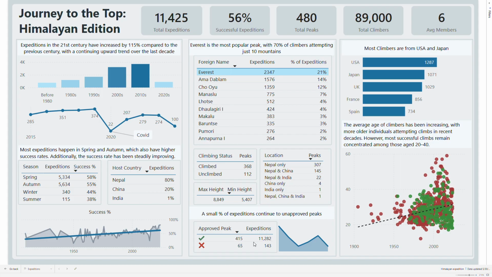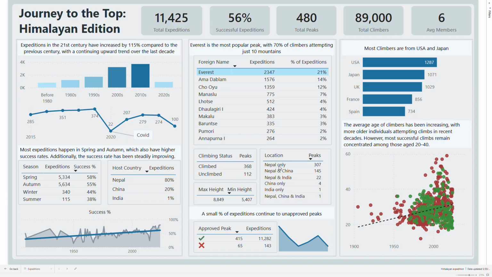This talks about the different peaks. The peak with the most expeditions, the most famous, is of course Everest, and 21% of expeditions go to Mount Everest, which is not surprising. Out of the 480 peaks, 386 have been climbed, while 112 are yet to be climbed. And this is the minimum and the maximum height of the peaks.